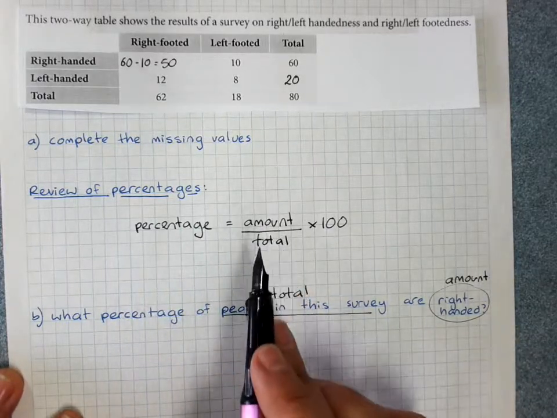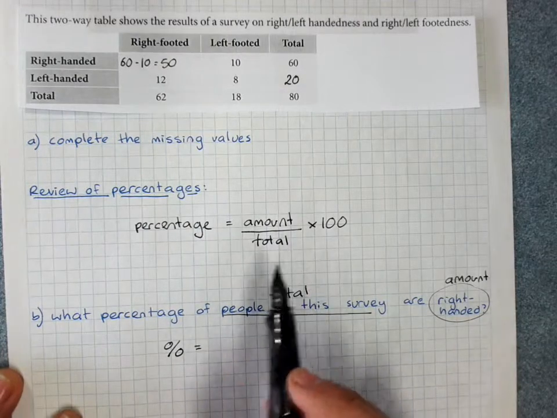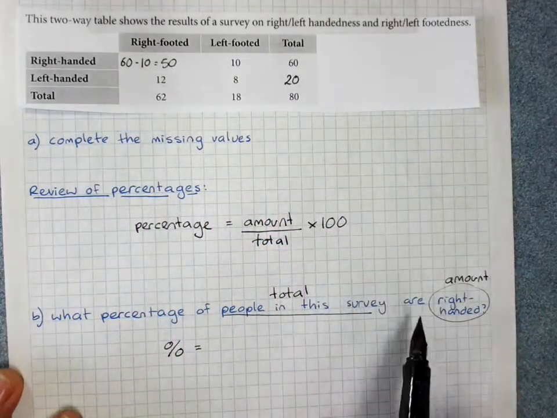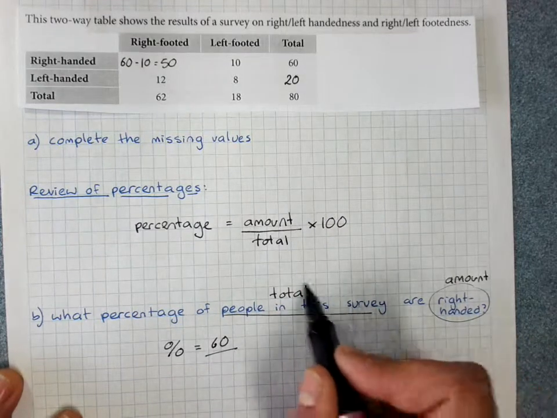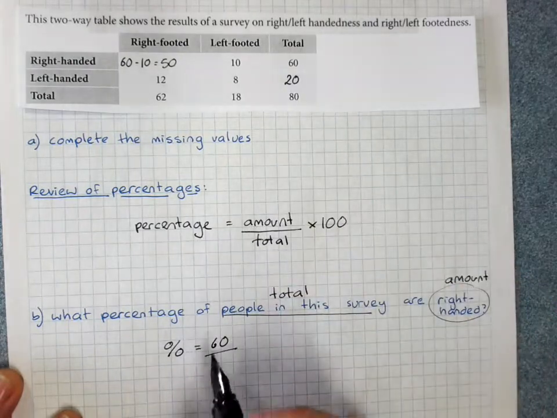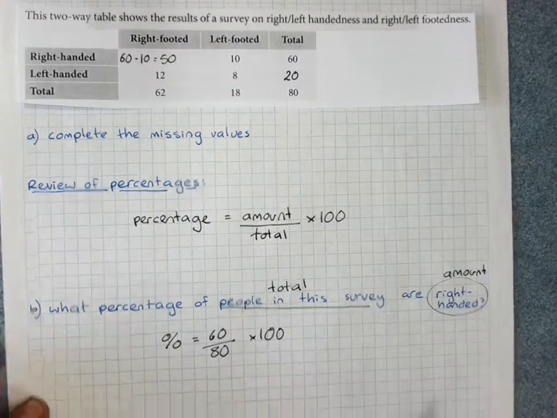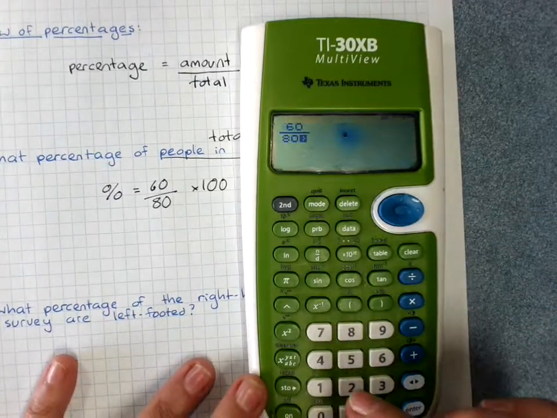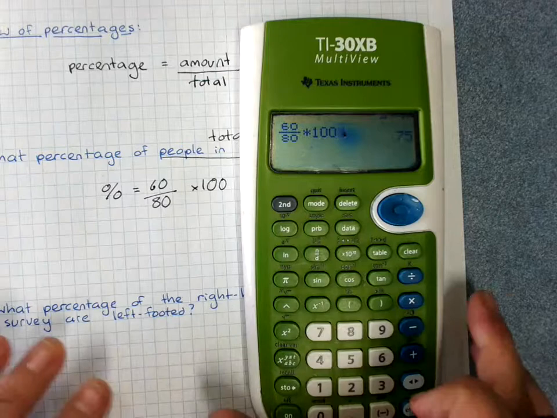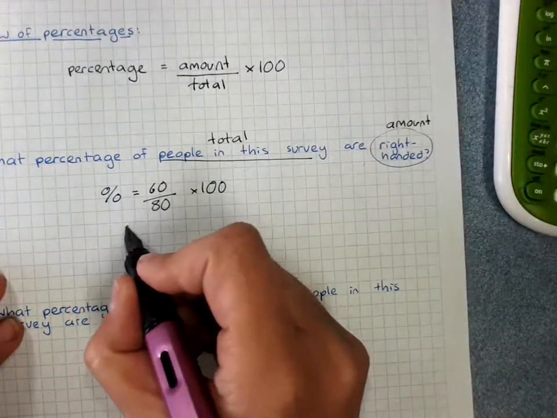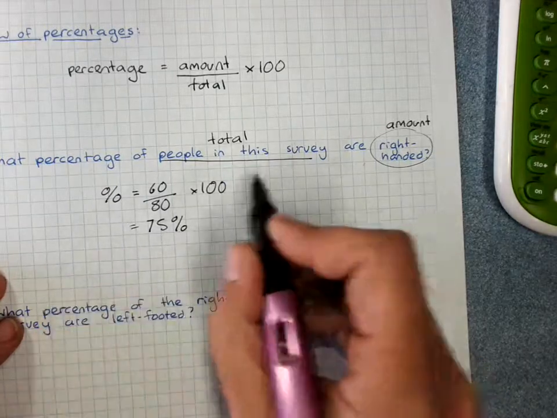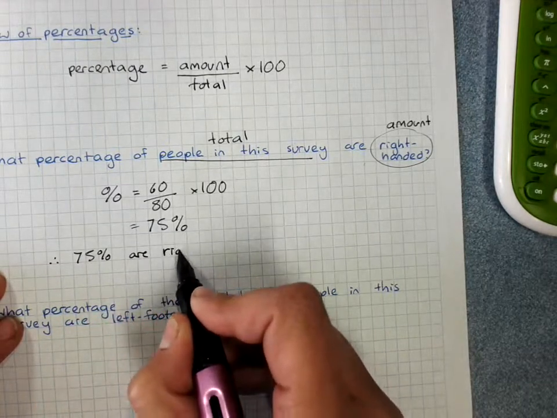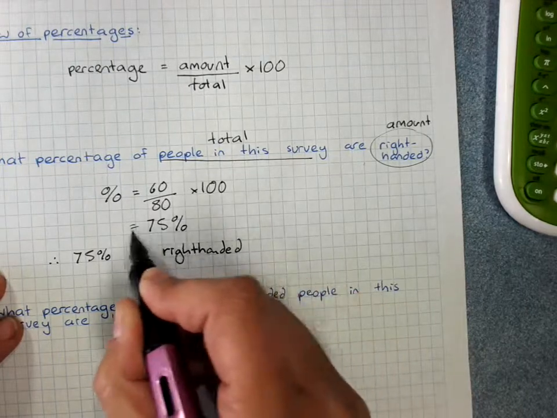So our percentage is the amount out of the total times 100. Percentage is the amount, how many people in total are right-handed, because we want all the people who are right-handed, that's 60. Out of all the people in this survey, 80 times 100. We put that into our calculator. 60 over 80 times 100. 75% of the people in the survey are right-handed. And it was a word question, so we'd say, therefore, 75% are right-handed. Or you could put 75% right-handed here.